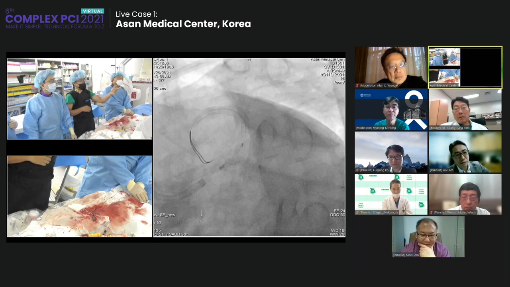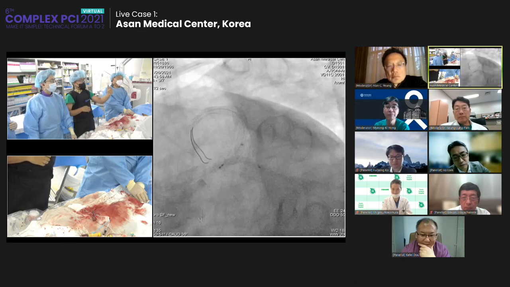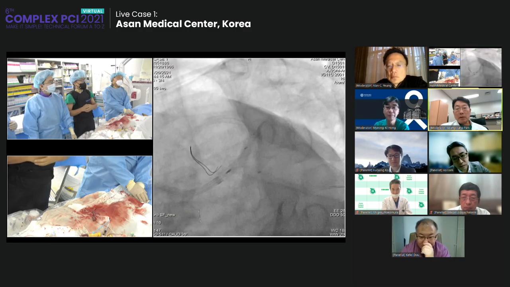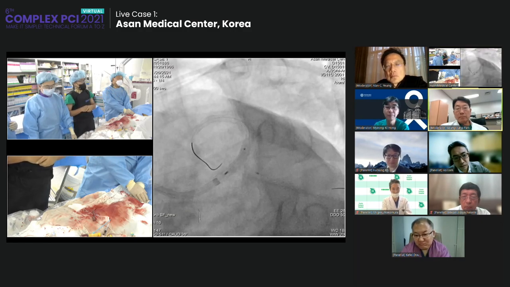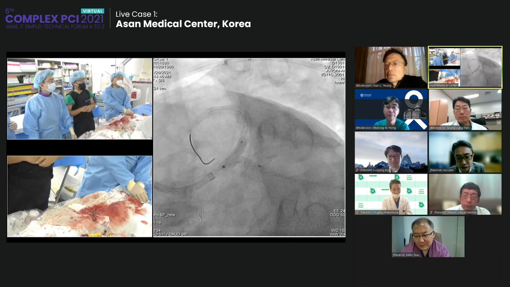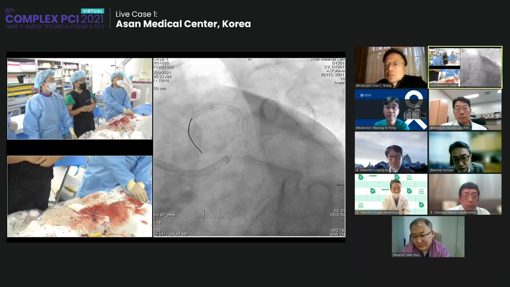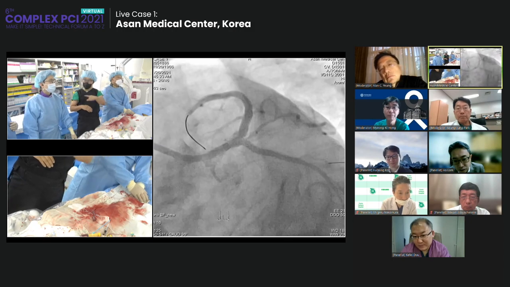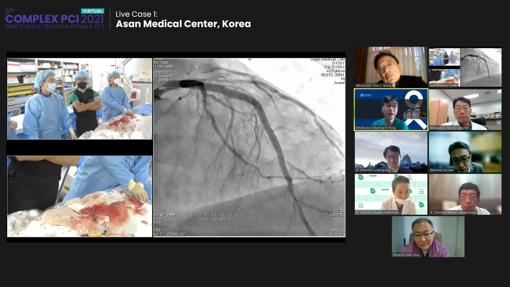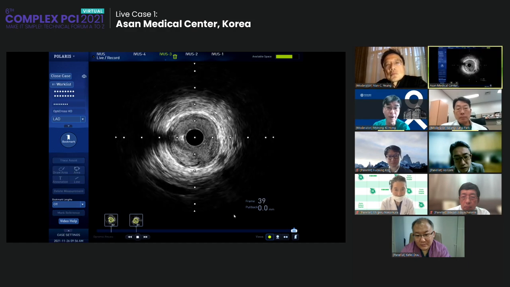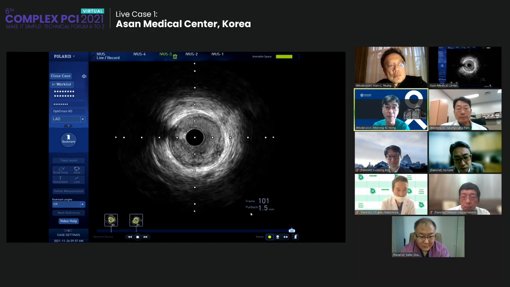And the NC balloon easily passed. The 3.0 high pressure up to 20, LED 3.5 at 20, and next one kissing at 10 ATM, 12 ATM. Next one, here is the spider view. Also, we checked the IVUS. Could you show us the IVUS? First, Dr. Bae. Please show us the final angle in the spider view. Okay.